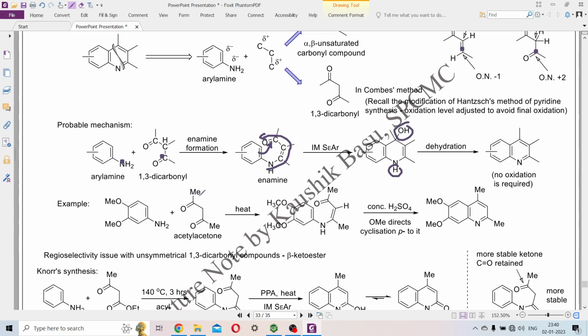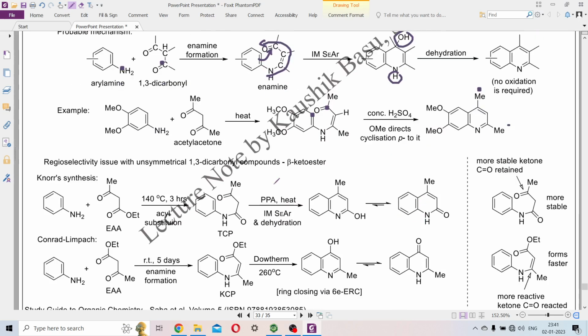So if you take symmetrical molecules like acetyl acetone, you will have finally the two methyl groups installed here, and when these two are mixed together and heated, the enamine formation is spontaneous, and then the aromatic electrophilic substitution is promoted by the presence of the concentrated sulfuric acid. The OMEs that are present here encourage this position to attack that one, because it is para with respect to one of the OMEs and ortho with respect to the nitrogen.